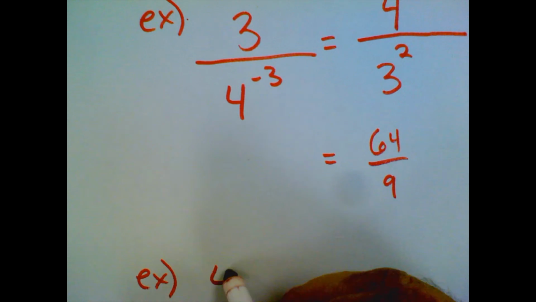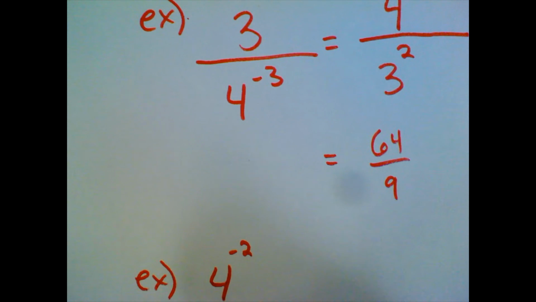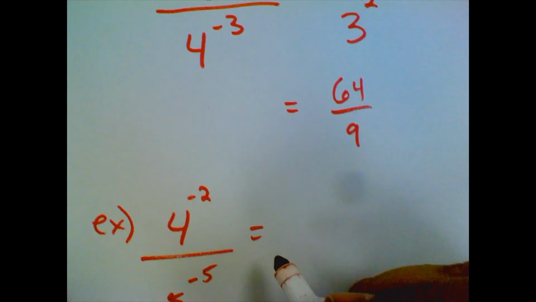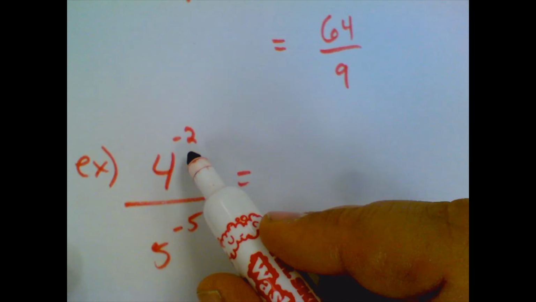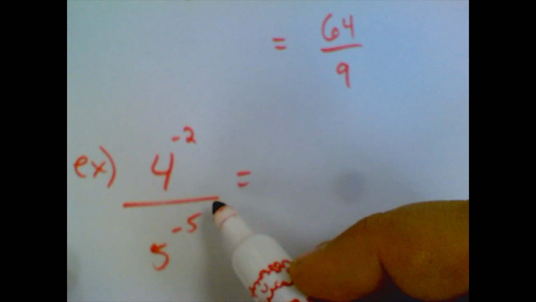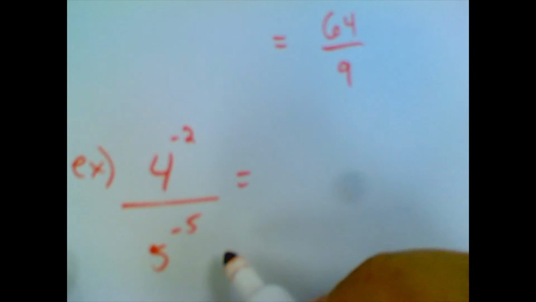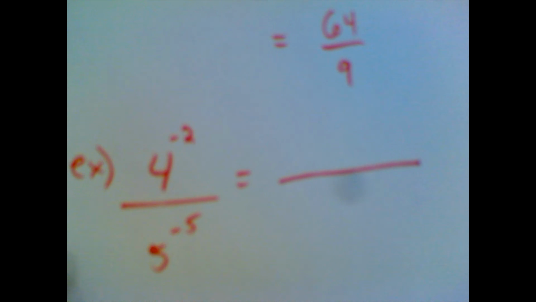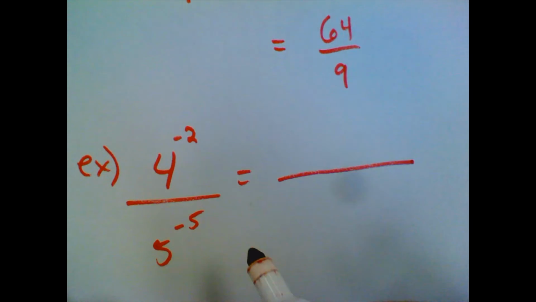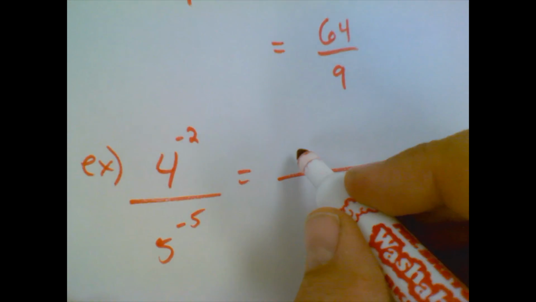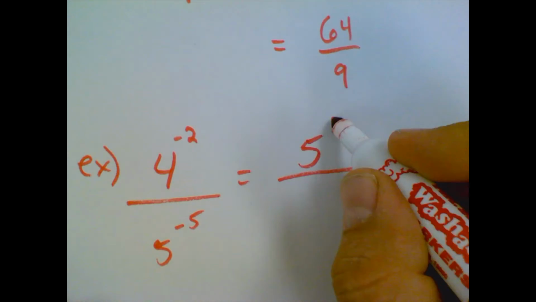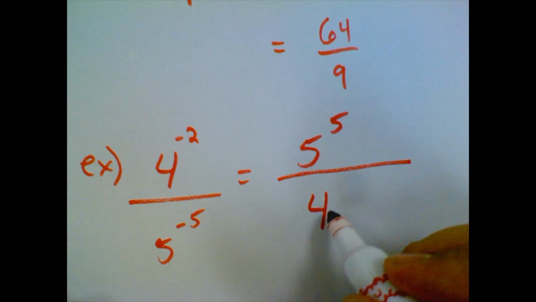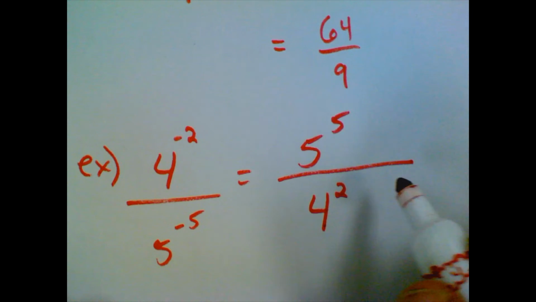Let's do another one like that. Let's say we have 4 to the negative second over 5 to the negative fifth. Again, if you have a power with a negative exponent, it's in the wrong position. If it's upstairs, move it downstairs. If it's downstairs, move it upstairs. Now anything with a positive exponent stays where it's at. So this would be 5 to the fifth and 4 squared on the bottom.